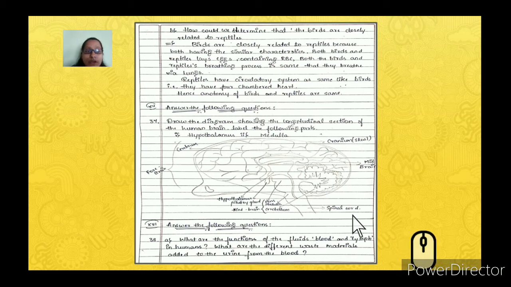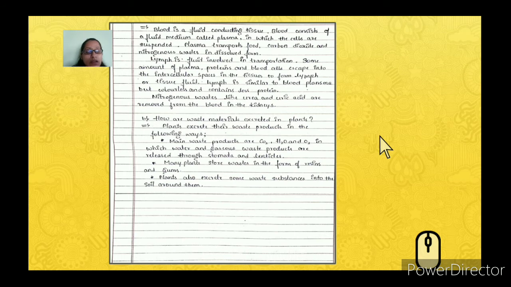What are the functions of fluids, blood and lymph in humans? What are the different waste materials that are added to the urine from the blood? So let's understand blood. Blood is a fluid conducting tissue, and blood consists of a fluid medium known as plasma, in which the cells are suspended or dispersed. So plasma can transport food, carbon dioxide and nitrogenous wastes in the dissolved form.